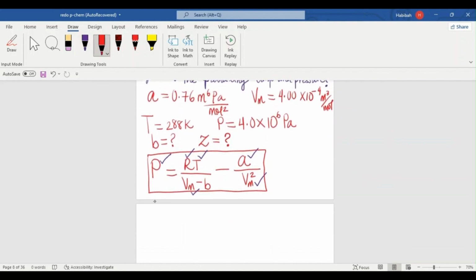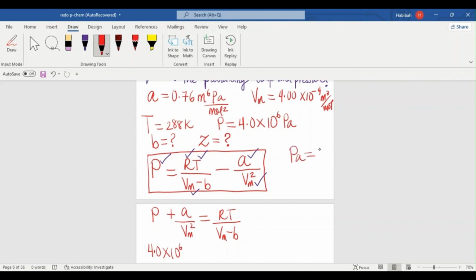So let's start. To find B, we can rewrite the equation as P plus A over Vm squared equals RT divided by Vm minus B. Pressure would simply be 4.0 times 10 to the power of 6 Pascal.